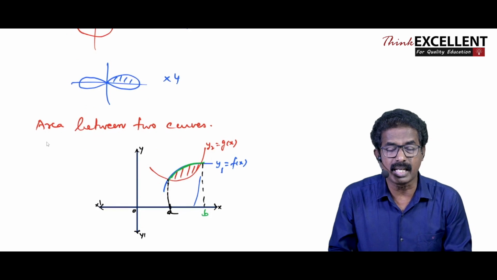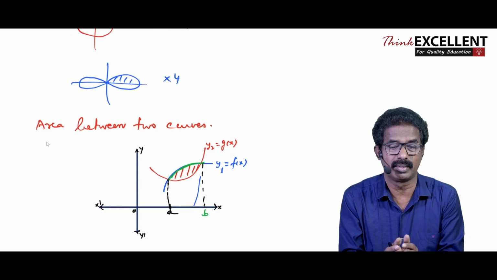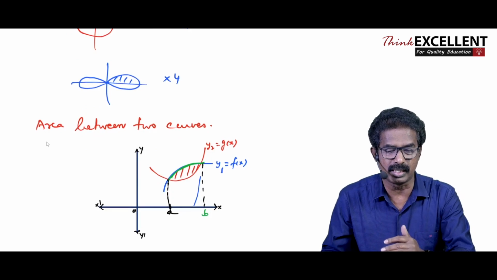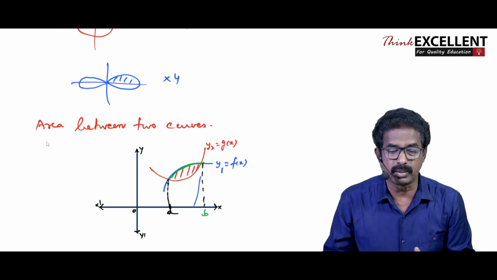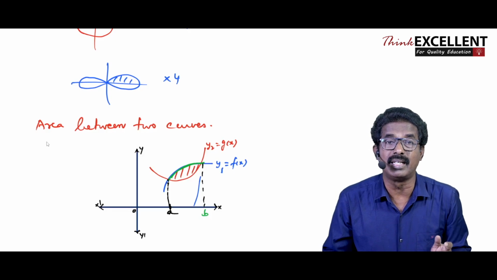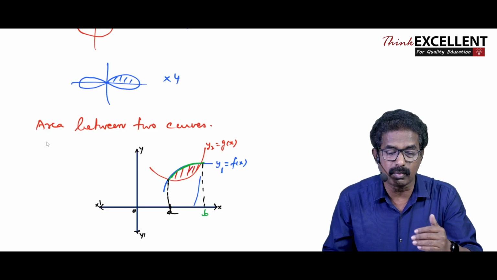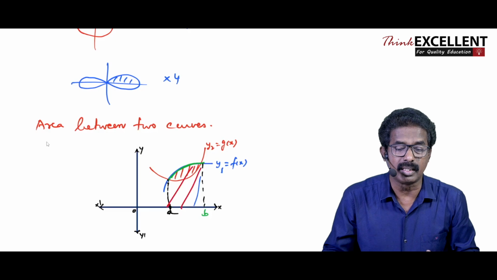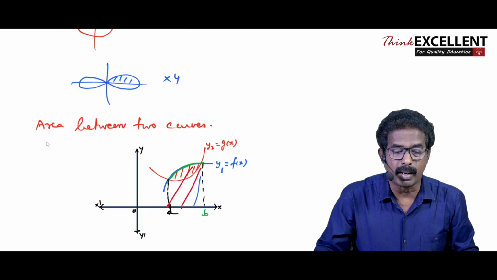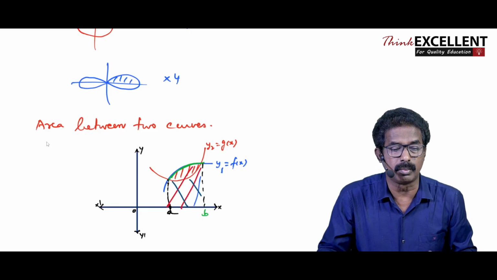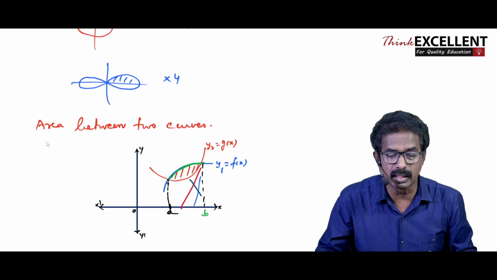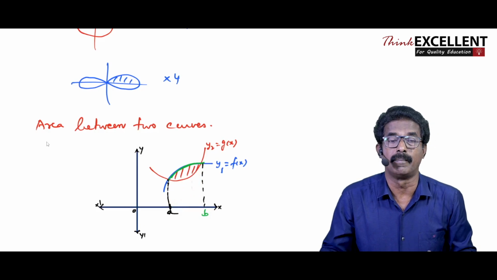Suppose you want to find the area between two curves. You can see 2 curves are there: one is y1 equal to f(x), another curve y2 equal to g(x). For the portion between them, what you have to do is take the area bounded by the upper curve, which gives the full area, and from that remove the area bounded by the lower curve. From the full portion, remove this, and you will get the required area.